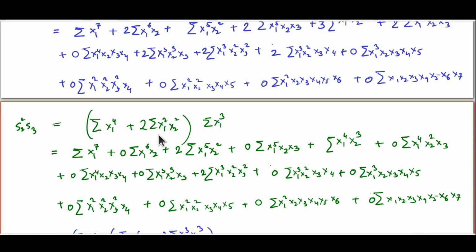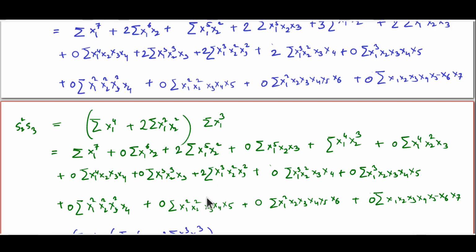You need to square s2, and calculating the square of s2 does not require you to work the entire thing out again. You know s1 square. In the expression for s1 square, replace each xi by xi square. So s1 square had x1 square plus twice sum over x1 x2. s2 square will have x1 square, that's x1 to the 4, plus twice sum over x1 square x2 square. Of course, sum over all permutations being implied here. And then you have to multiply by s3, which is x1 cube.